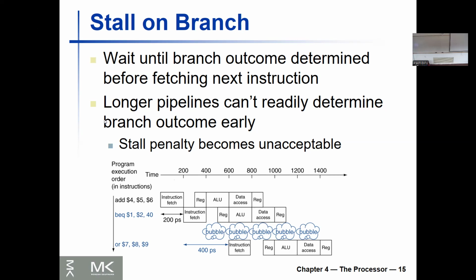So I only know the result at the end of the second stage. When this BEQ comes along, the second stage is at time 600. It ends. Only at time 600 can I know which instruction to load. At time 400, I didn't know. At time 200, the branch started. At time 600, I finally know what instruction, so I need a bubble.